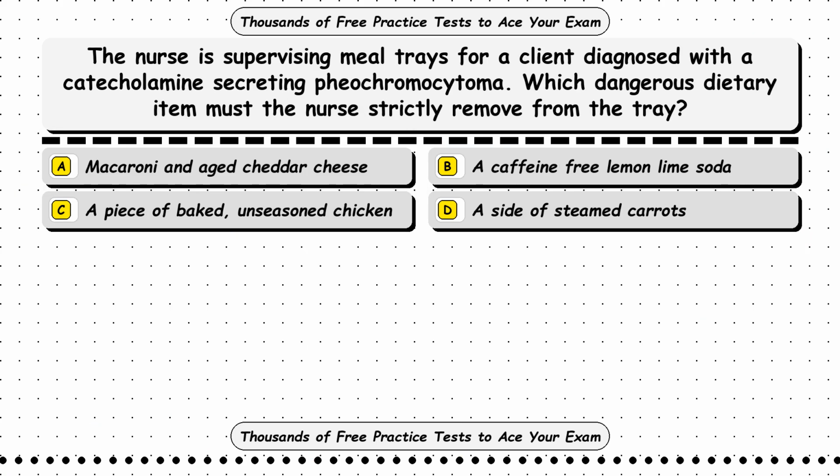Question 114. The nurse is supervising meal trays for a client diagnosed with a catecholamine-secreting pheochromocytoma. Which dangerous dietary item must the nurse strictly remove from the tray? Option A, macaroni and aged cheddar cheese. Option B, a caffeine-free lemon lime soda. Option C, a piece of baked, unseasoned chicken. Option D, a side of steamed carrots.